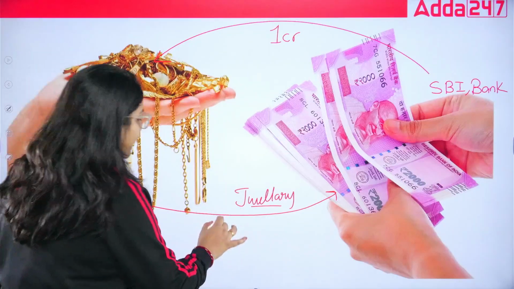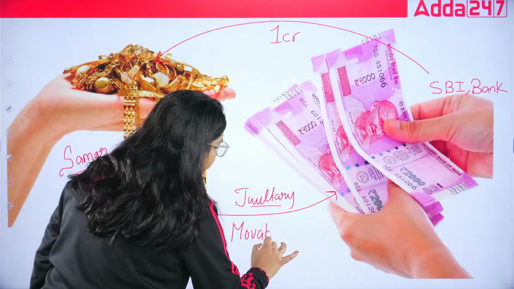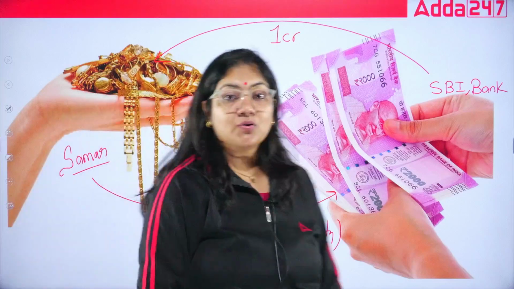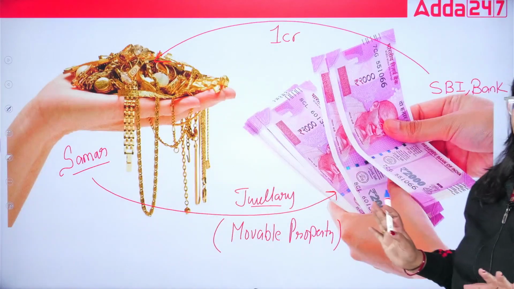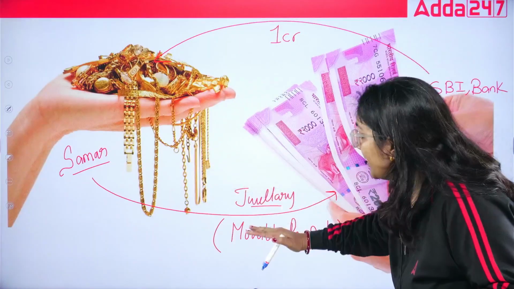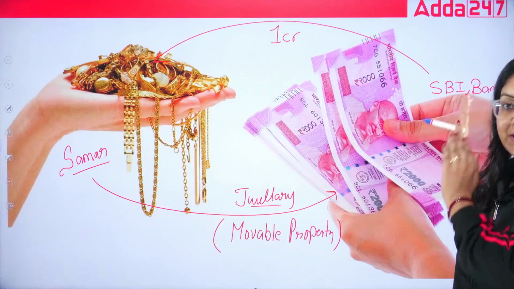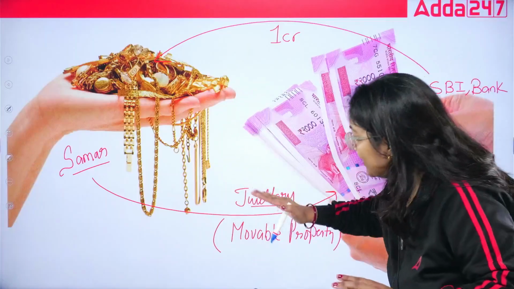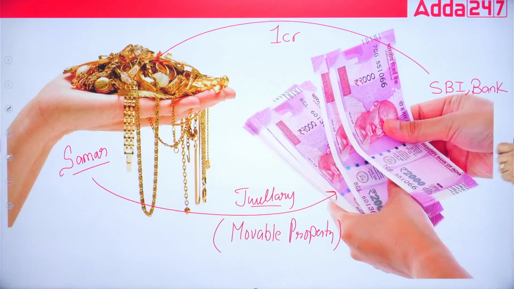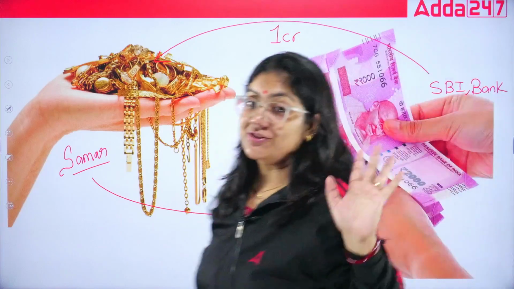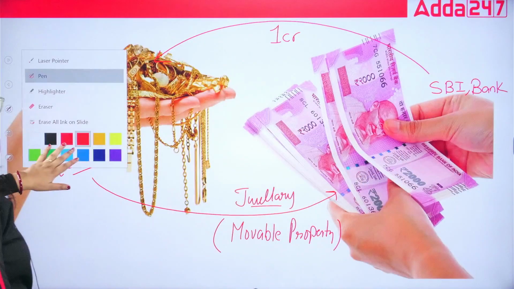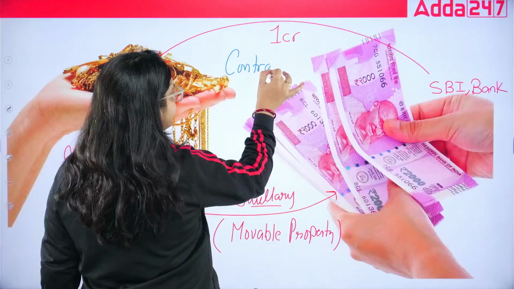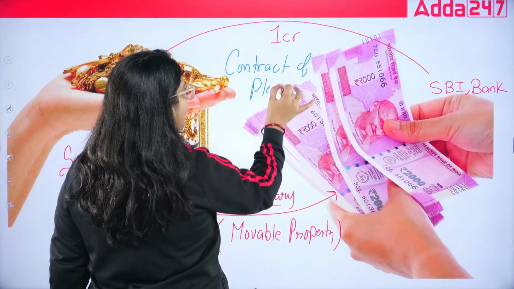And we know that jewelry is movable property. So what is pledge? Pledge is basically when a borrower gives movable property as security to the lender or creditor, right? And the bank will give the loan on the basis of that security. So the contract between Summer and the bank is called a contract of pledge. A very simple definition.